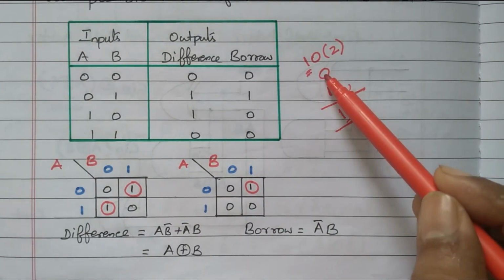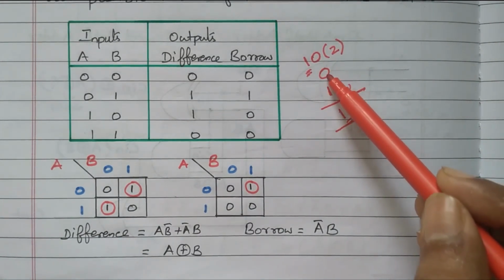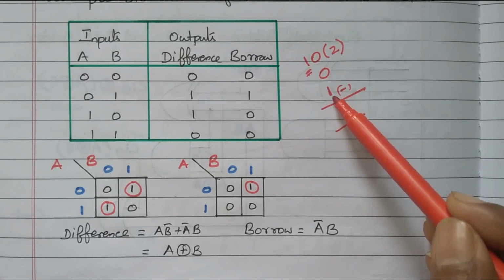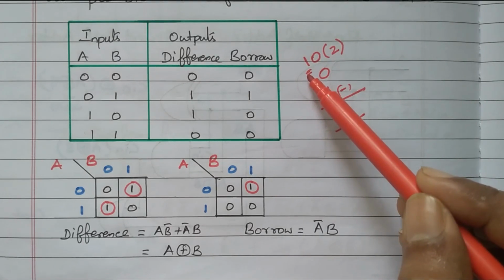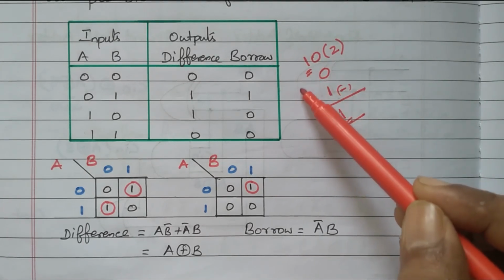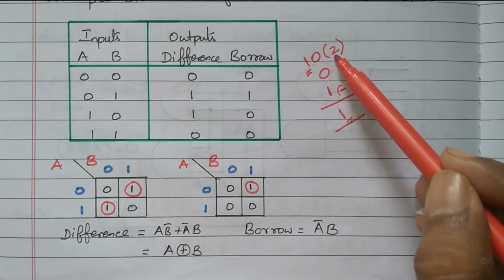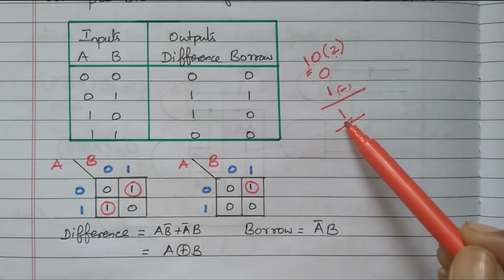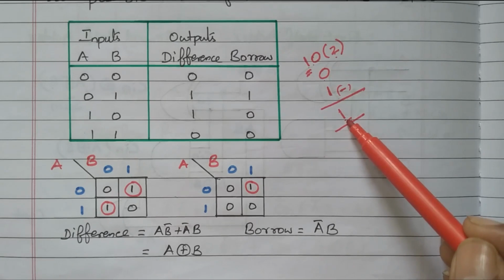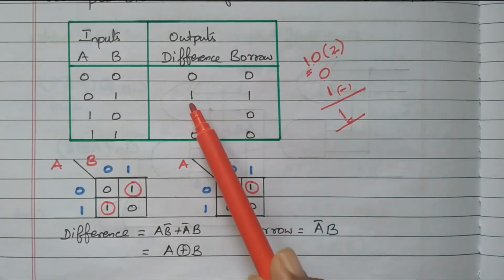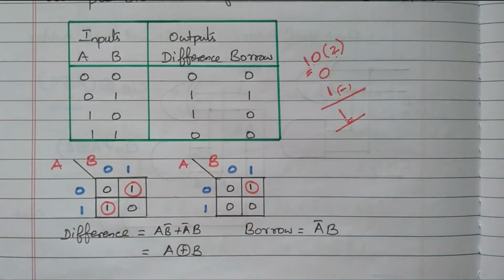So I will explain again. 0 minus 1. The first number is smaller and the second number is bigger, so it is not possible to perform the subtraction. We need to borrow the 1 from the previous digit. When borrowing 1, this 0 becomes 1 0. 1 0 is nothing but the decimal equivalent of 2. So 2 minus 1 is 1. So the difference is 1 and borrow is also 1, right? So this is the truth table of the half subtractor.